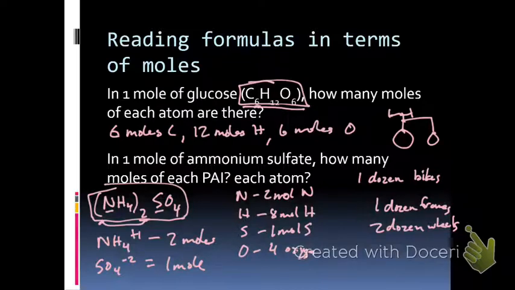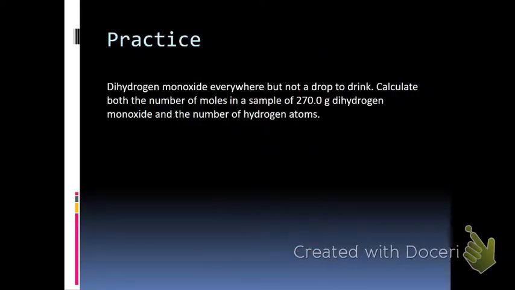Okay. All right. So let's do a problem that involves it. Dihydrogen monoxide, right? H2O everywhere, but not a drop to drink. Calculate both the number of moles in a sample of 270.0 grams of dihydrogen monoxide and the number of hydrogen atoms.